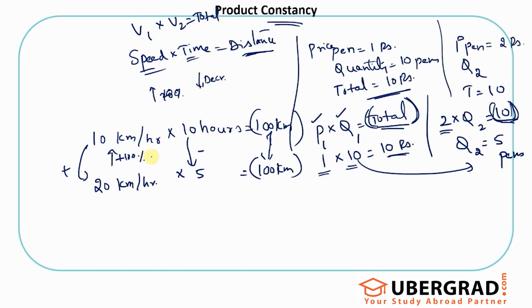Sometimes the questions would focus on this: if the speed has increased by 100%, what happened to my time? It decreased by 50%, if you observe carefully. 10 to 5 hours. So this is my initial value and this is my final value. If I do it, I'll get minus 50%. They'll ask you questions like that. Similarly, if my pen price increased from 1 to 2 rupees, that is 100% up, by what percent did my quantity go down? Again, 10 to 5, again it is minus 50%.